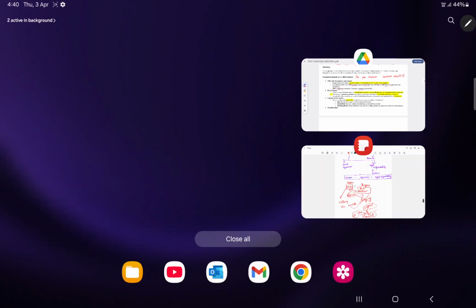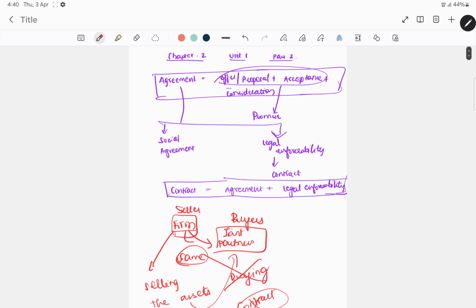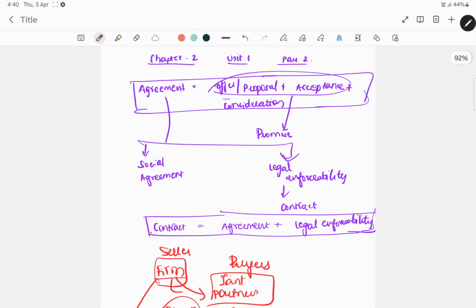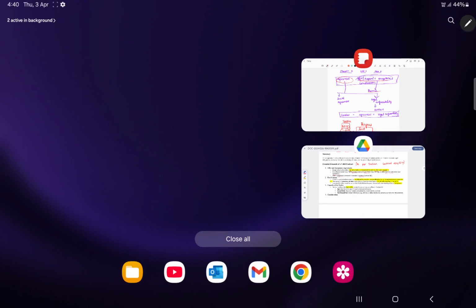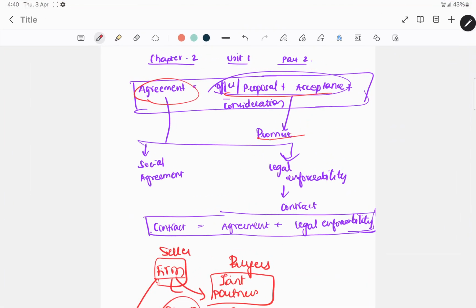What do they mean by this? See, promise is nothing but an offer, a proposal, plus acceptance. And this promise plus consideration becomes an agreement. Now that's what they're exactly referring to. Every promise and every set of promises plus consideration becomes an agreement.